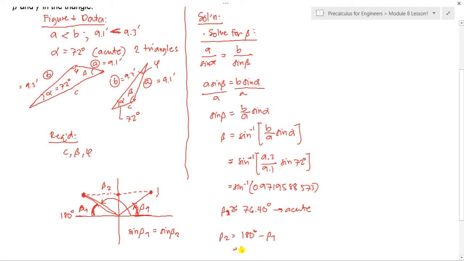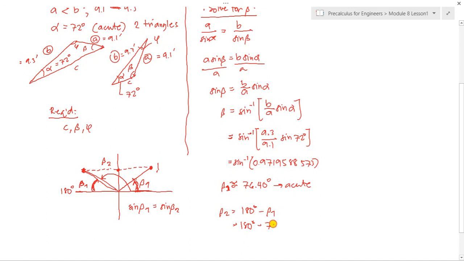So that is 180 degrees minus 76.40 degrees, which is approximately 103.6 degrees. So this is for the obtuse. So what we got is correct, and our assumption is that there are two possible values.